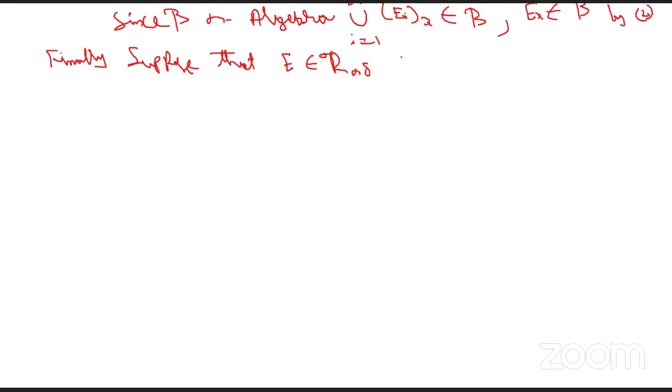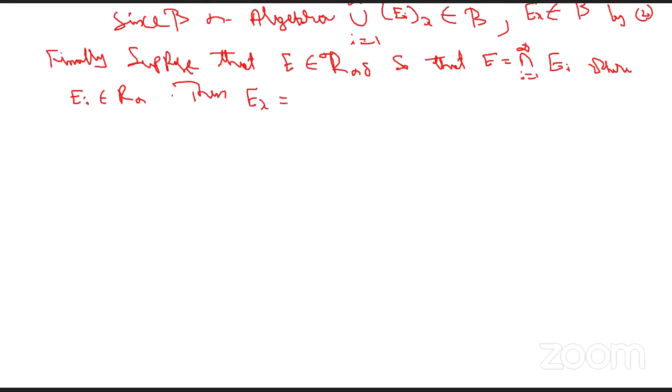So that E equals the intersection, i equal to 1 to infinity, of E_i, where E_i belongs to R sigma. Then E_x equals the intersection, i equal to 1 to infinity, of E_i of x.